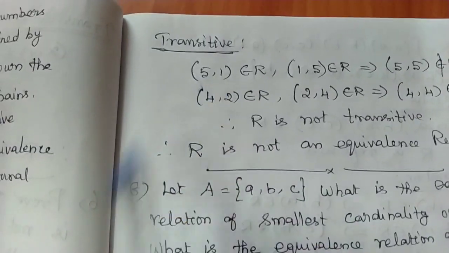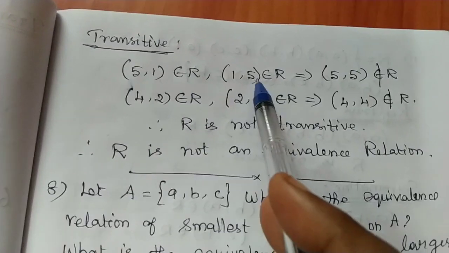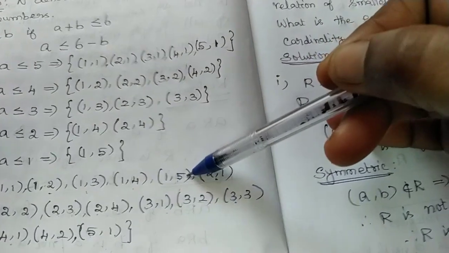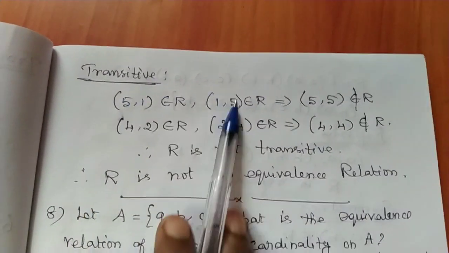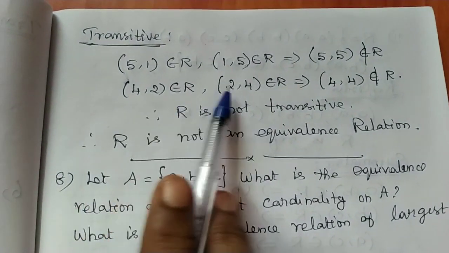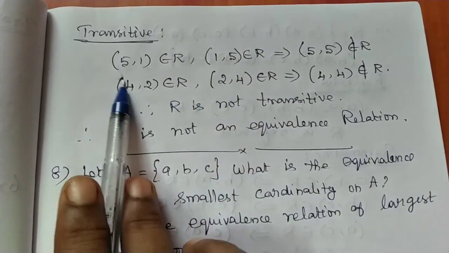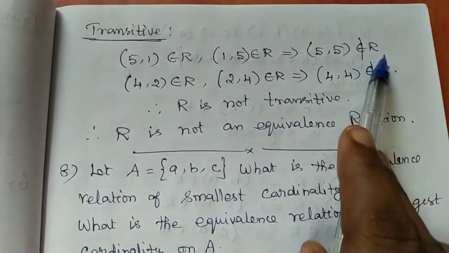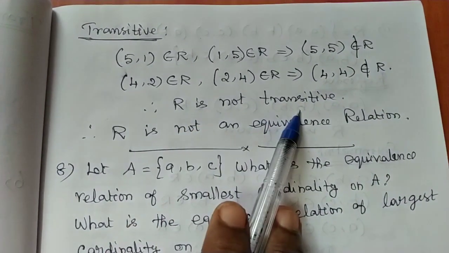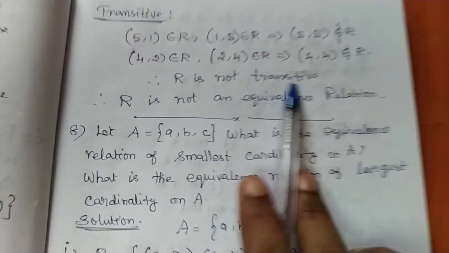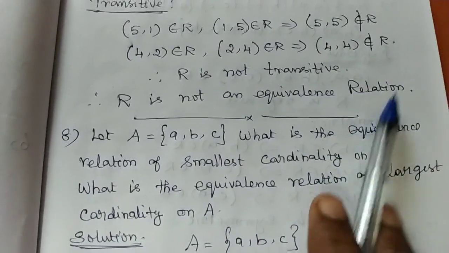Transitive. See that (5,1) belongs to R and (1,5) belongs to R, but (5,5) does not belong to R. Similarly, (4,2) belongs to R and (2,4) belongs to R, but (4,4) does not belong to R. The two statements are in R but the conclusion is not in R, which means R is not transitive. So R is not reflexive, it is symmetric, and not transitive. Therefore R is not an equivalence relation.